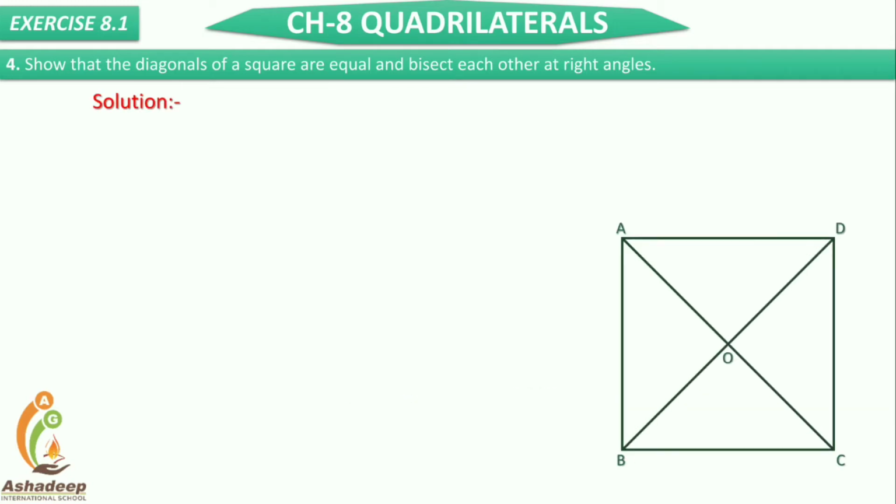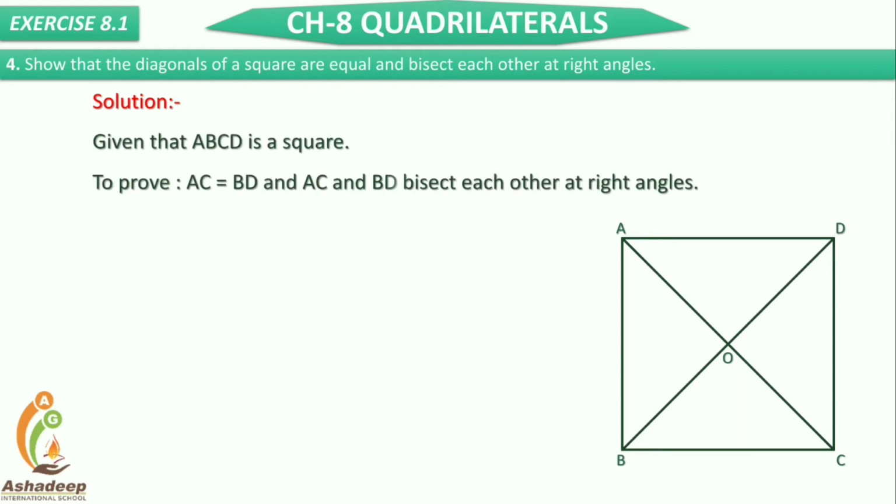So this is the square. It is given that ABCD is a square, so we need to prove that AC is equal to BD, and that AC and BD bisect each other at right angles. So there are another two things, that means in total three things we need to prove.